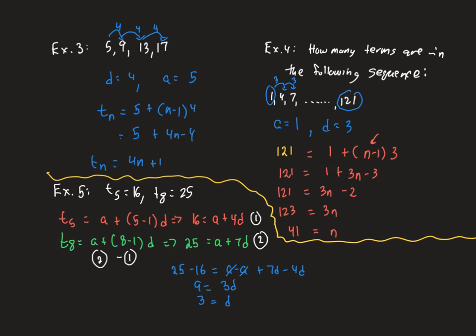Now with our D, you can put this into any equation you want. You can put it in pretty much anywhere. You can put it in the first equation, put it in the second equation, find out what your A would be. Okay. So let's put it in the first equation. So sub that into it. So you're going to have 16 is equal to A plus 4 times 3. So 4 times 3 is 12. So A would be equal to 4.